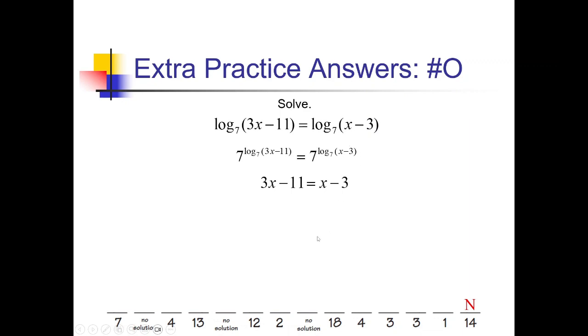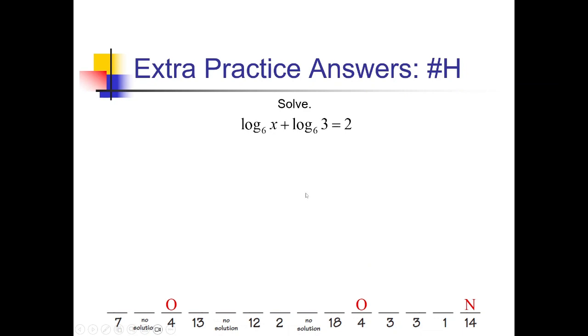Now I'm just going to get the x's on one side and the numbers on the other. 3x minus x gives me a 2x on the left side. And then if I add 11 to the other side, negative 3 plus 11 is 8. So then x equals 8 over 2, or 4. Plugging 4 back in here, we've got 12 minus 11, that's okay. 4 minus 3, that's also non-zero, non-negative. So I put an O above 4 then. We've got one of those right here, and actually another one over here.